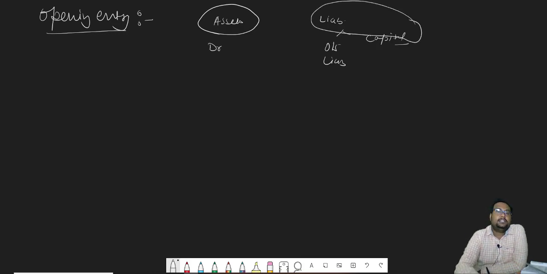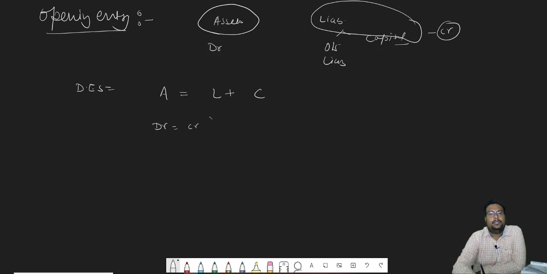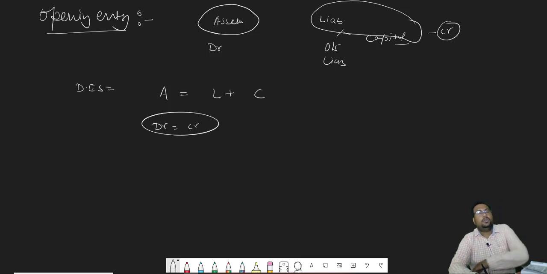Beta, assets is always what? Debit. Liability is always what, beta? Liability and capital will always be credit. And the double entry system is always saying that assets is equal to liability plus capital. So debit should always equal credit. And if debit and credit are not coming equal, it means we have made some mistake. So what is the meaning of opening entry?